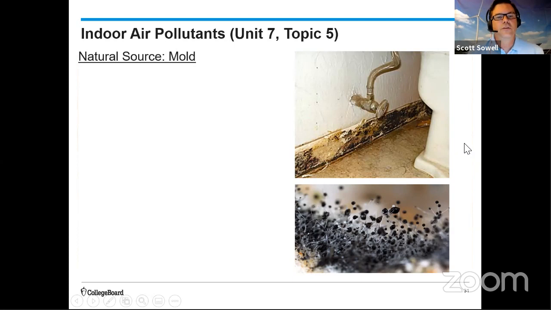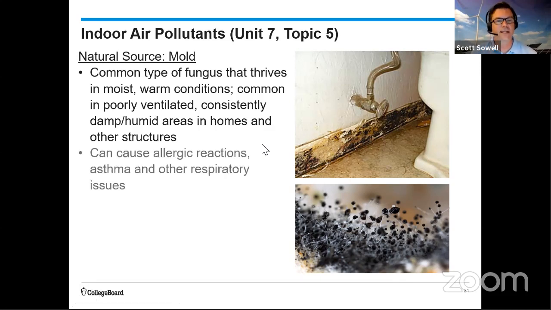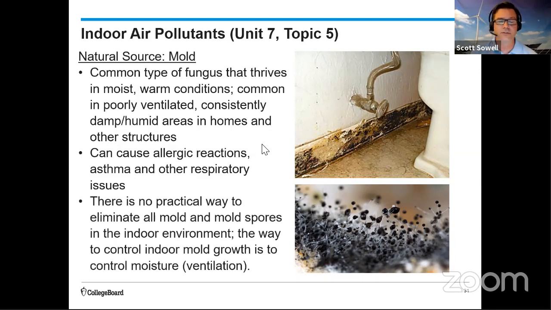So now let's switch over to a natural source of indoor air pollutant, which is mold. So mold spores are everywhere. And so a lot of places they land, they just can't grow. But where do they like to grow? In moist, warm conditions, commonly in poorly ventilated areas where it's really humid. A lot of times this happens in a bathroom or in some internal walls where there's a high humidity and not a lot of ventilation. These spores can cause some allergic reactions, asthma, and other respiratory issues. And there's really no way to eliminate all the mold or mold spores. They're kind of ubiquitous all over the place. How you control mold is by improving the ventilation in an area, or just reducing the moisture content in an area.